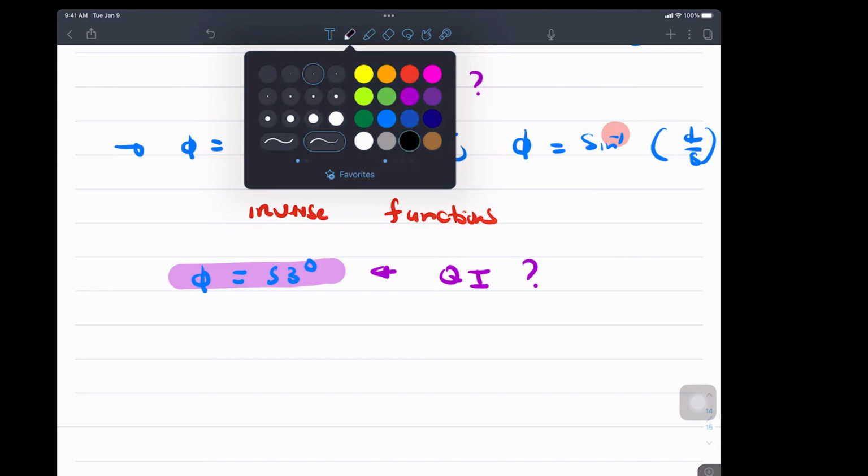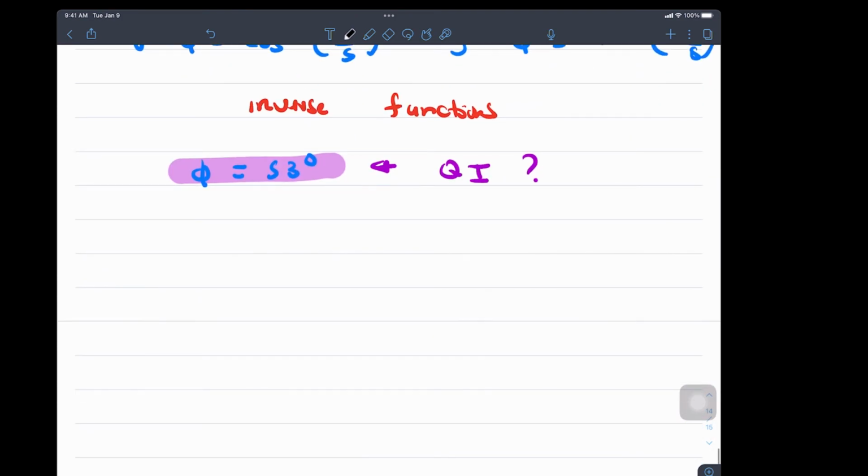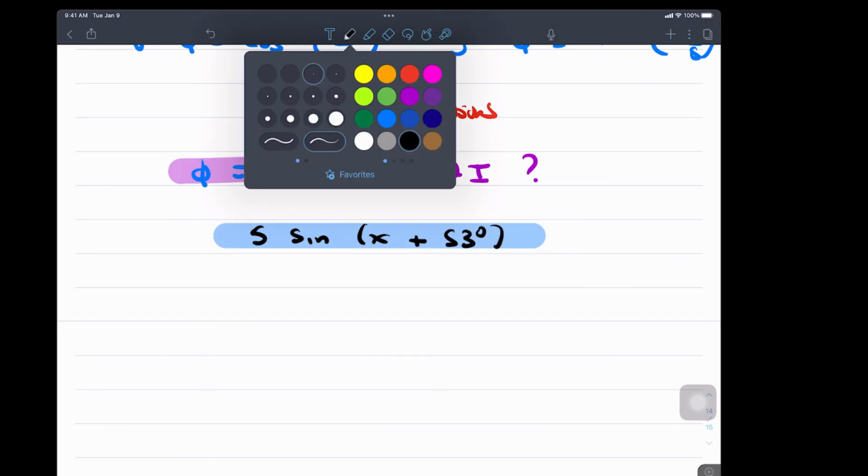Okay. You say, what's k here? 5. 5 sine x plus 53 degrees. And there you go. Easy breezy, lemon squeezy. Follow your format.